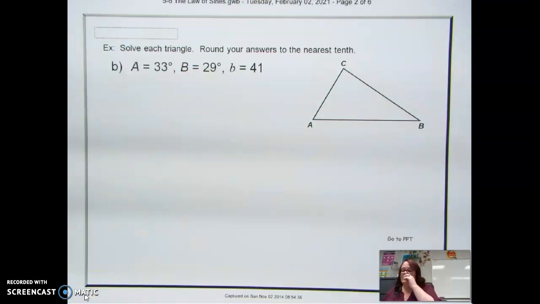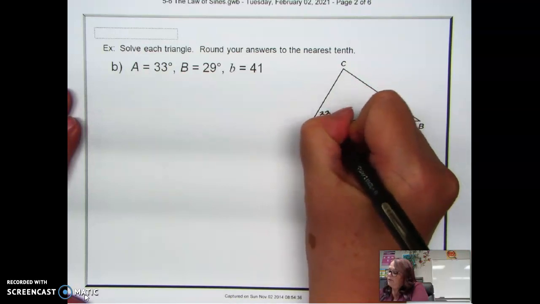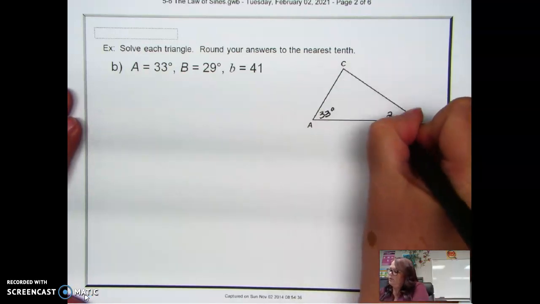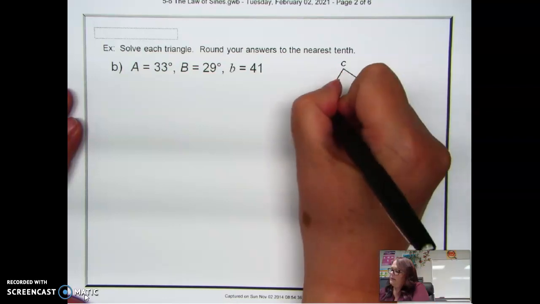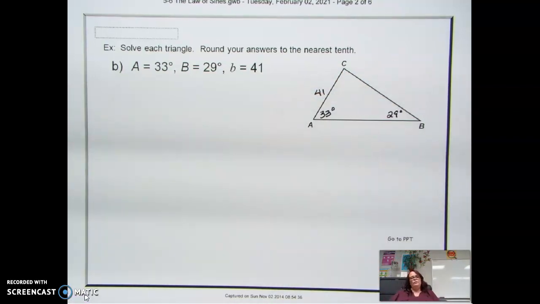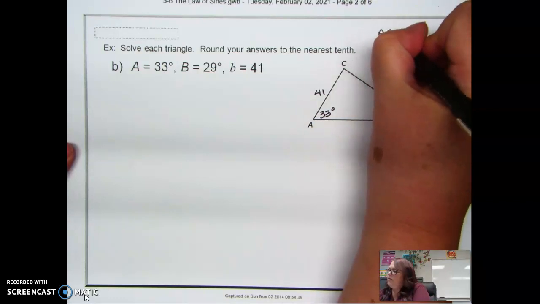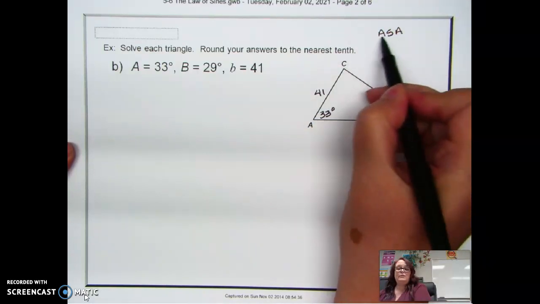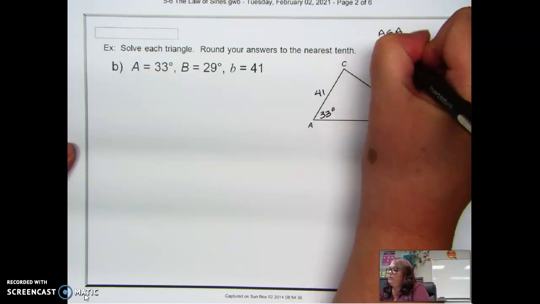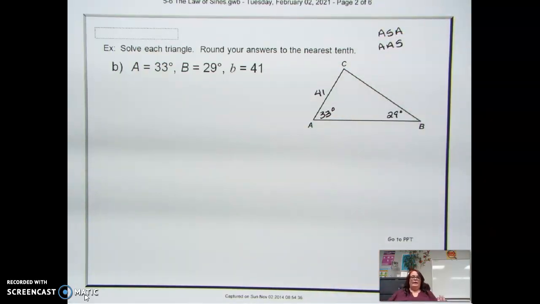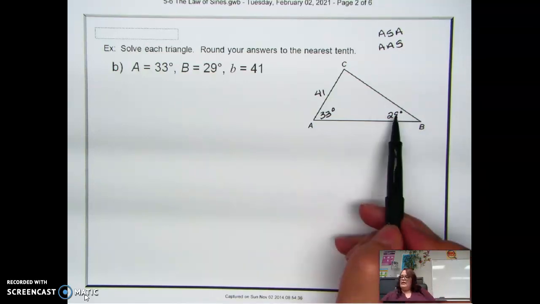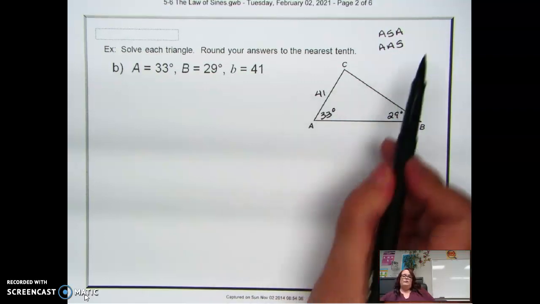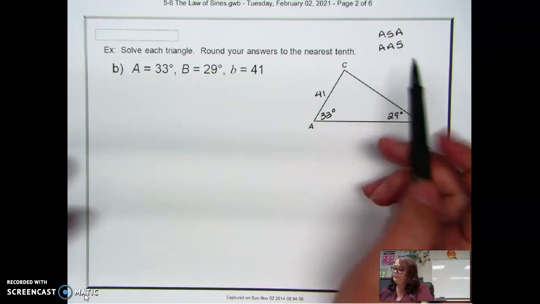All right, so in our next example, we've got A is equal to 33 degrees, we have B is equal to 29 degrees, and we have little b is equal to 41. And so what I want you to notice in both of these problems, they gave me two angles and the length of a side. So we're dealing with two angles and the side in between them, or two angles and the side not between them. In either of those situations, we're going to use what's called the law of sines. So again, these are two angles with the side not between them, so that's angle, angle, side.